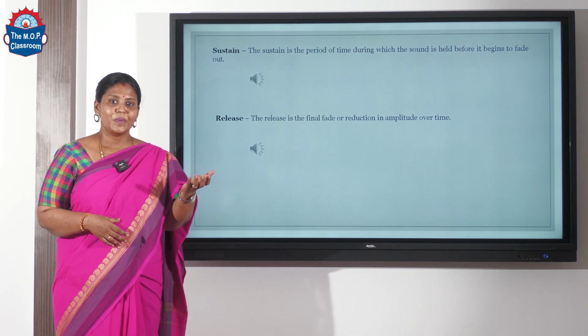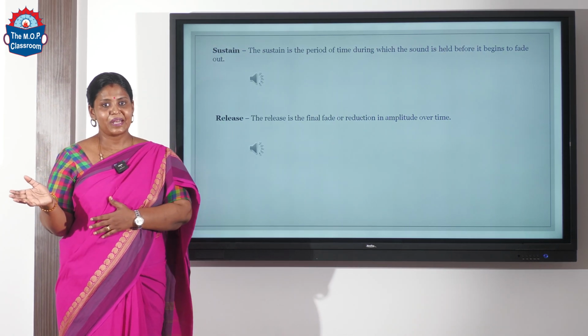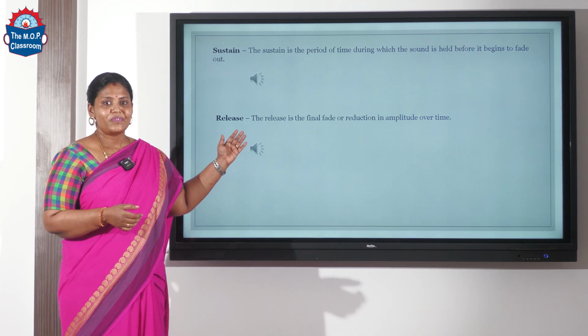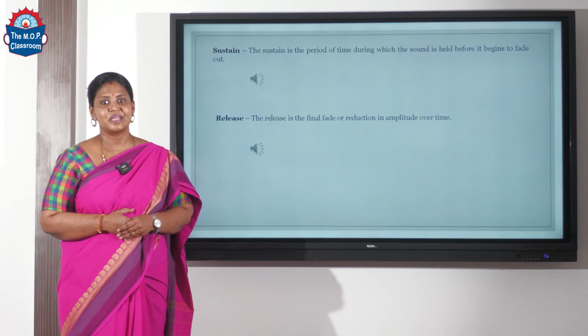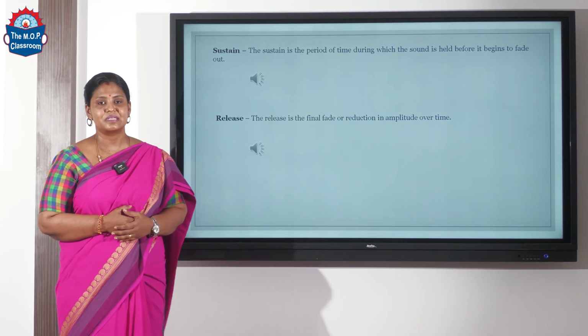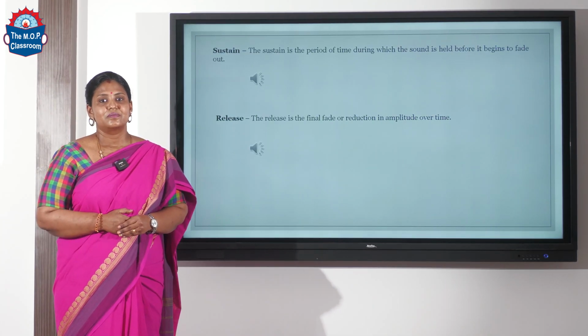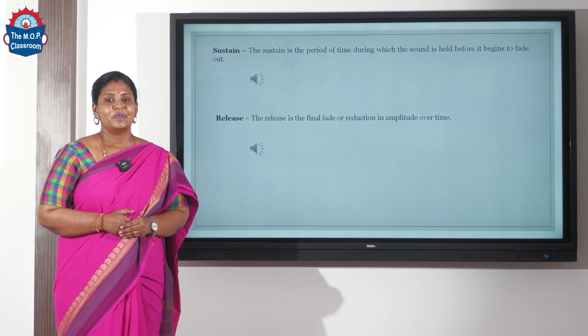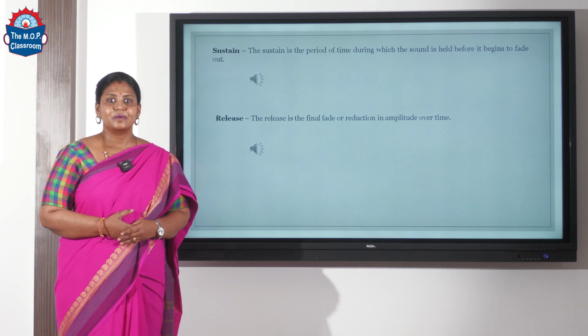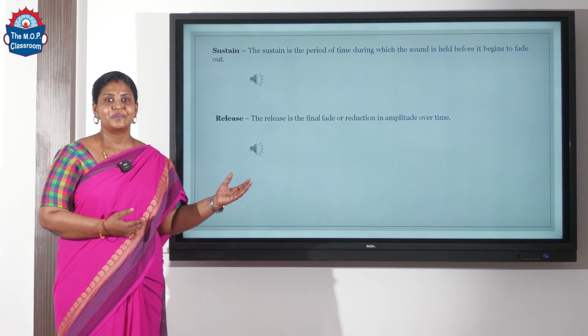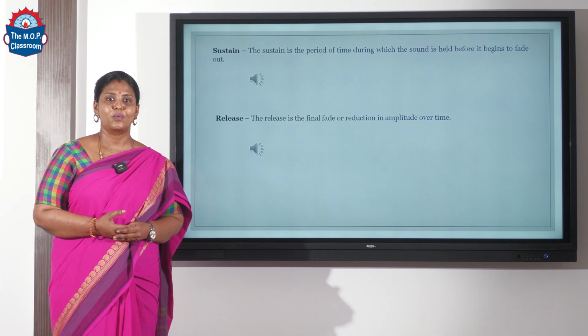Then we saw how the human hearing system differs from animal hearing. And then we saw the last phase, which is the envelope of sound, or the ADSR stage: attack, decay, sustain, and release. Hope you understood. We'll move on to the next session on other types of properties, generally called reverberation and echo.